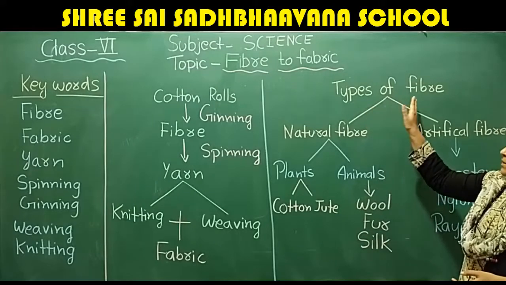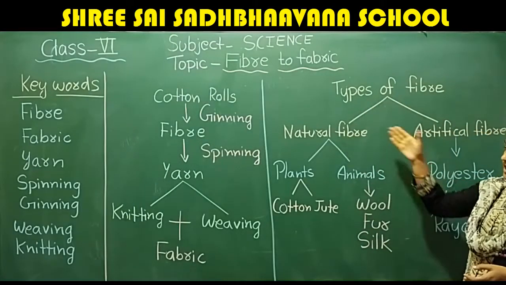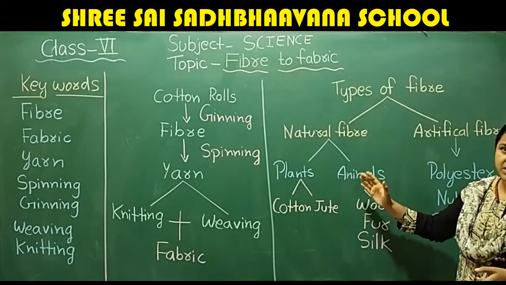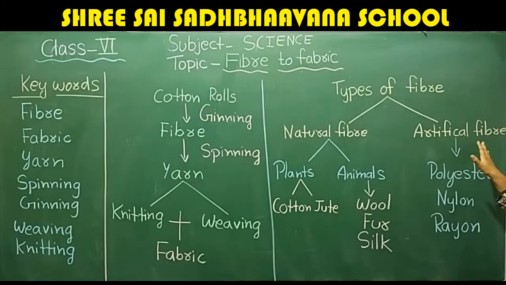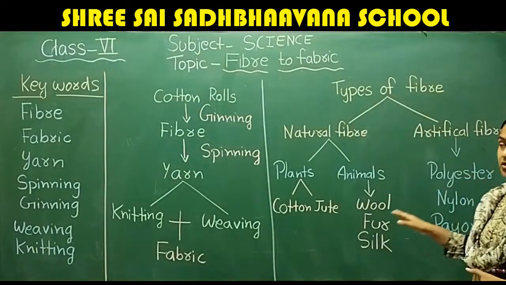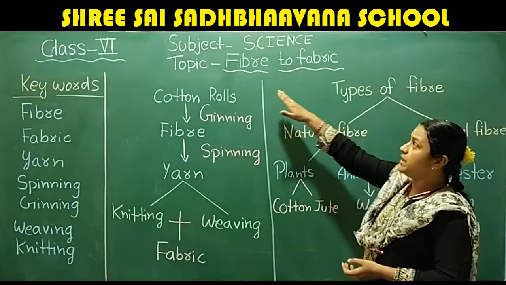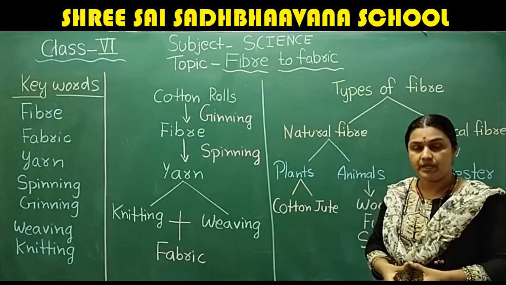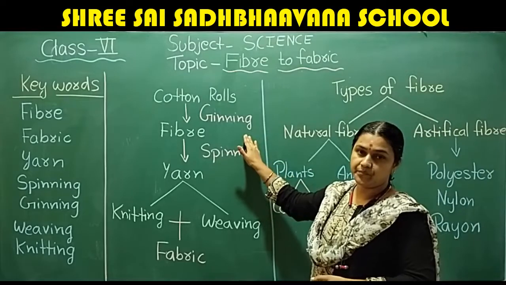So, there are two types of fiber, which are natural fiber and artificial fiber. In natural fiber, we have plants and animals that we get the fibers from. Artificial fiber is made by man to make the fabrics. Now, these are the types of fibers that we had to understand. From a fiber, how do we make a fabric? For that, here is the flow chart.